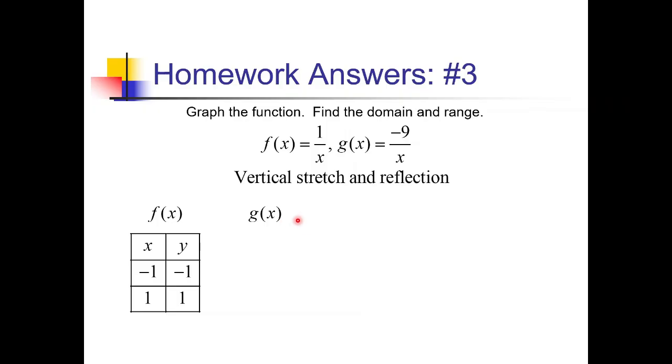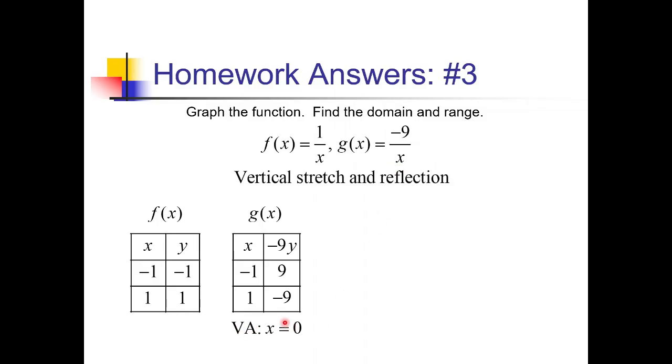For the g function, I'm not doing anything horizontally, so my x values are still going to stay the same. I don't have to change those. For the y values, I have to multiply those by -9. So my x's are still -1 and 1. For the y values, -9 times -1 is +9, and then this +1 becomes a -9. Since I didn't translate this at all, my asymptotes are still going to be x equals 0 for the vertical one and y equals 0 for the horizontal one.